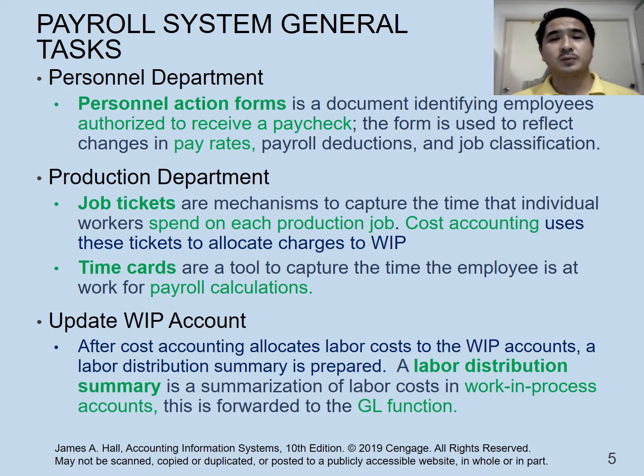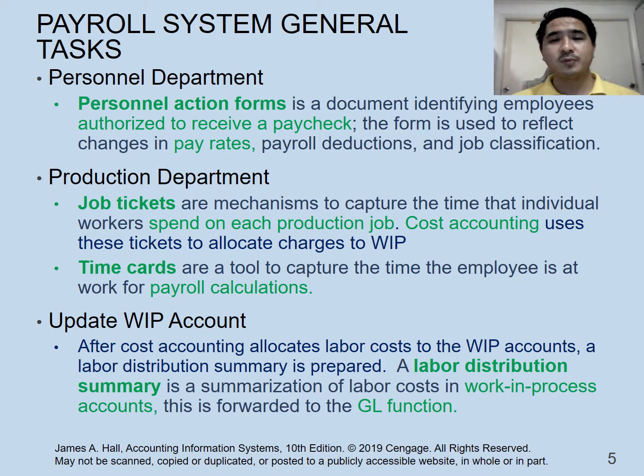For the production department, two documents originate from it: the job tickets, which contain the details or nature of the job spent by the employee, and so this is the basis of cost accounting for charging costs to WIP. And then for the time card, you can see here the total hours worked for the period, which is the basis for preparing the payroll, the paycheck.